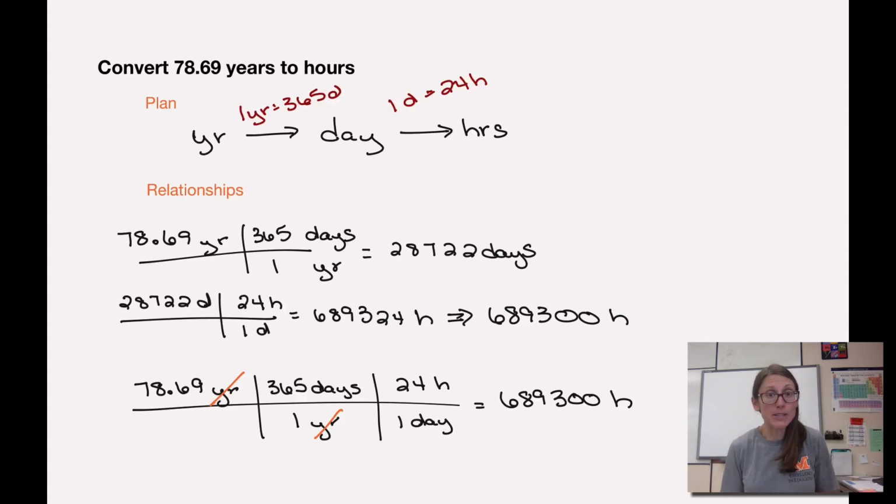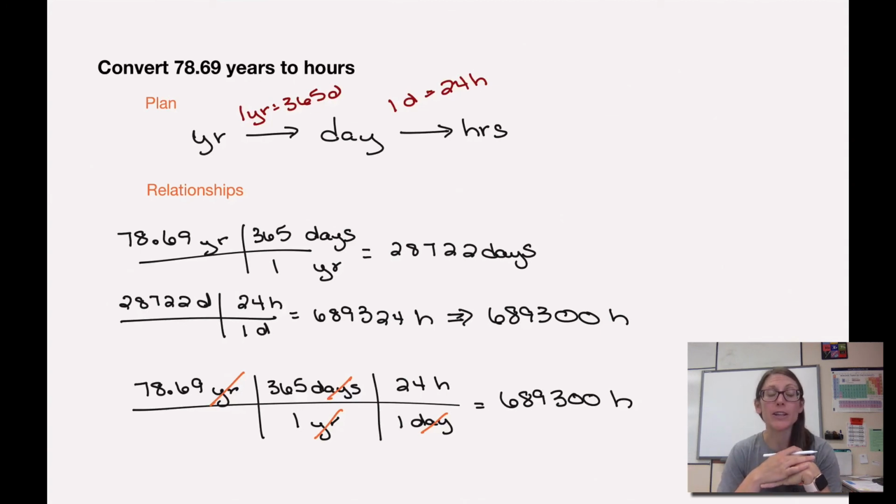And then instead of stopping to get an answer, I just kept going. My units I had now were days, and so I had days, I wanted hours. Hours would go on top, days would go on the bottom, so that those units would cancel out. You get to the same place. It is entirely up to you whether you wish to do it one step at a time or whether you want to string it all together.